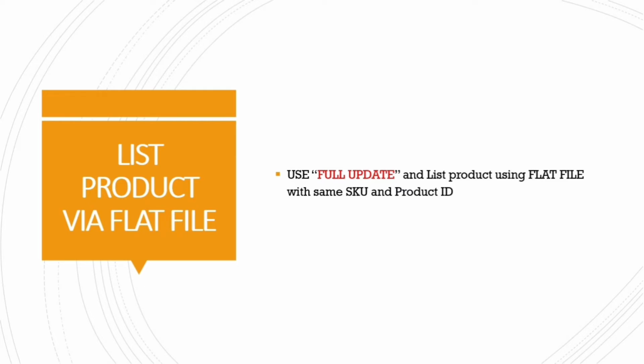In the flat file section, you have multiple options to select from in order to list a product via flat file. You can have a partial update. You may have the update section, and it might be possible that you are doing a partial update, but that will not work. In any case, you need to do a full update. You need to select the full update section in order to proceed with this case.